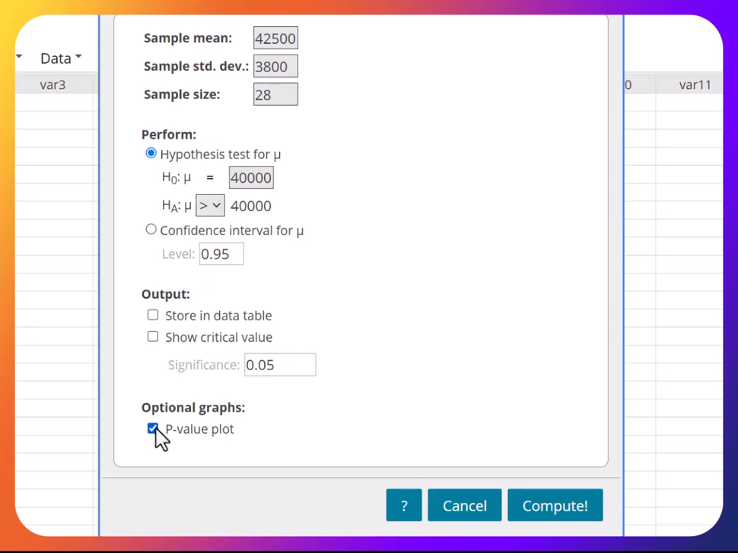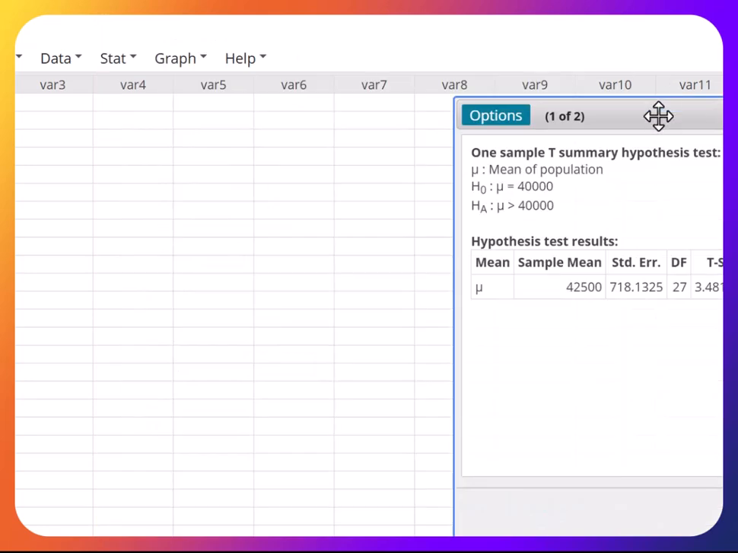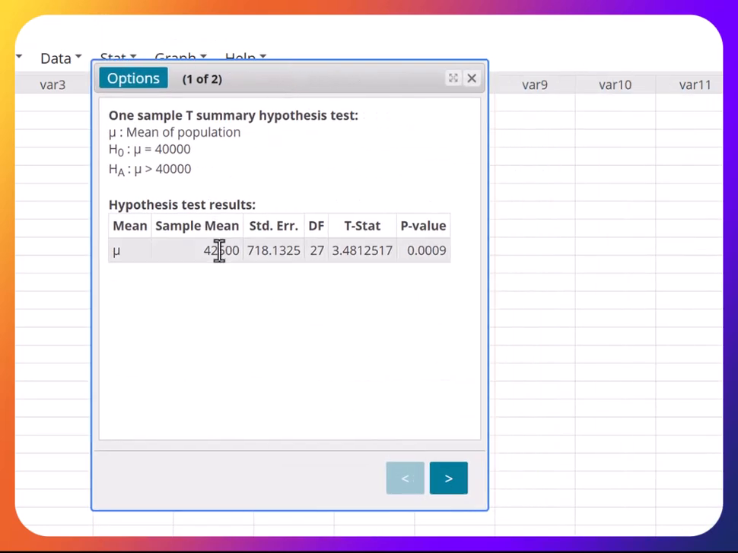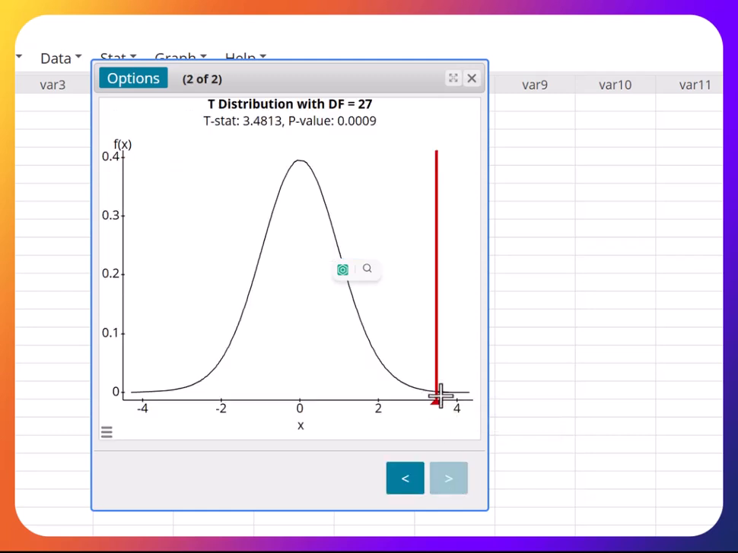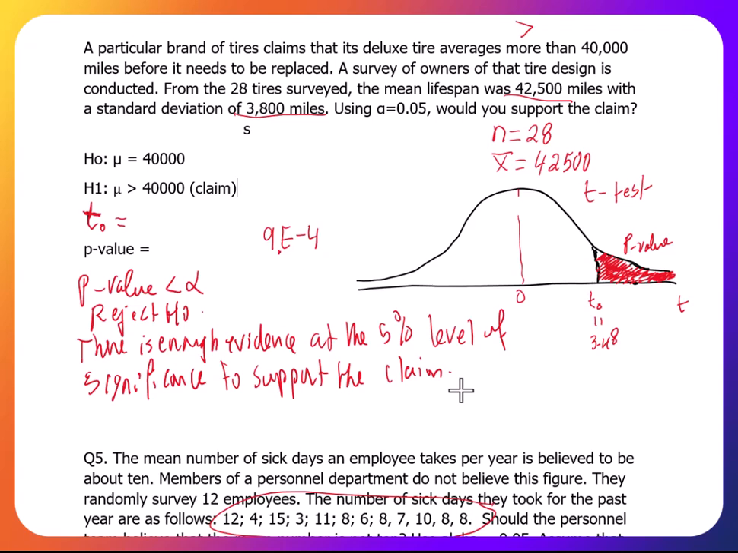And if you want to do a p-value plot, we can do that. Hit compute. And let me move this. Okay, this is the test statistic. It's big, 3.481. And look at the p-value, how small it is. If I show you the p-value, you're barely going to see anything on the graph because it's very small, right here. See? That's the area to the right of this. So 3.481 and the p-value is 0.0009. That's what we need.